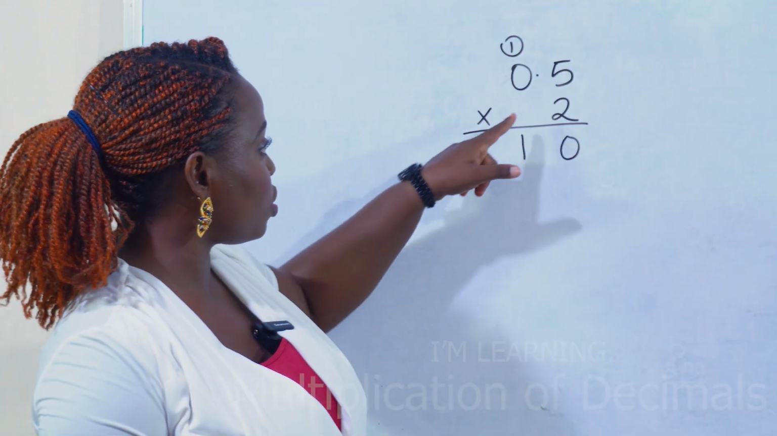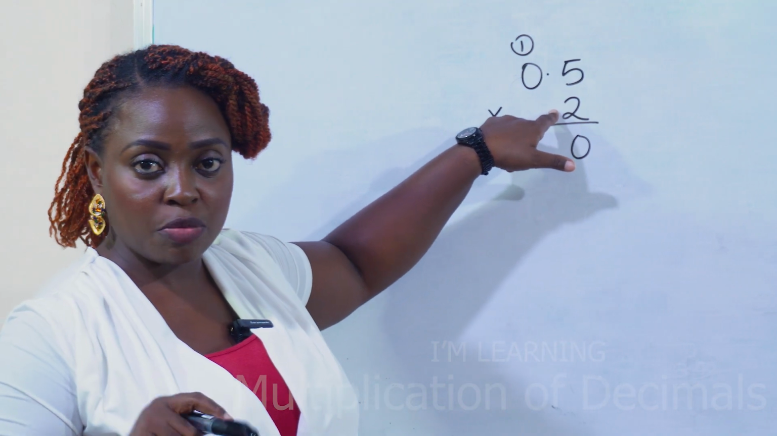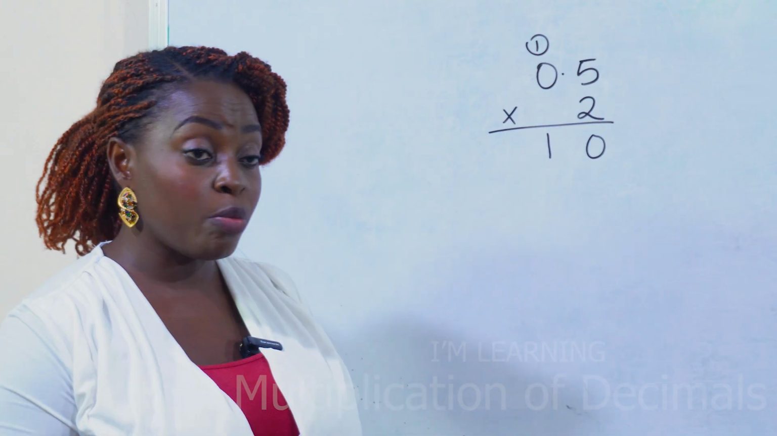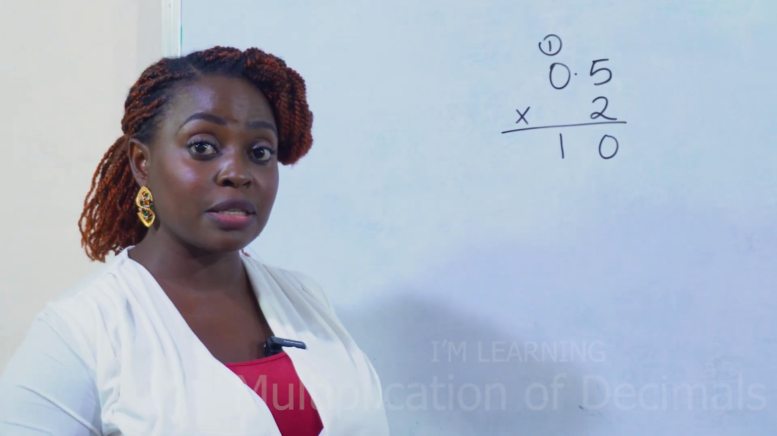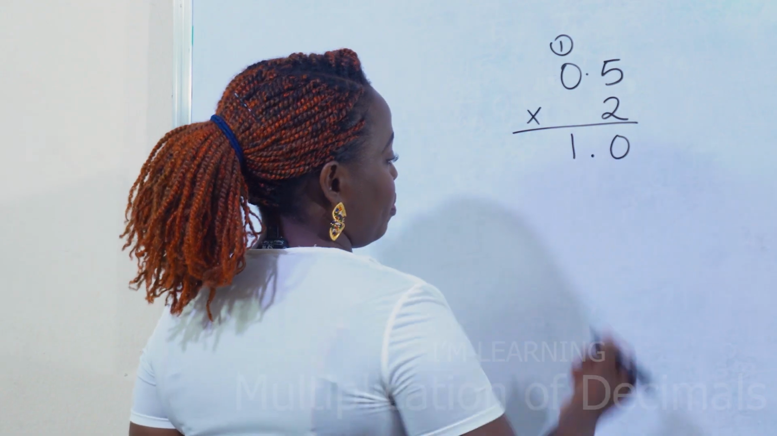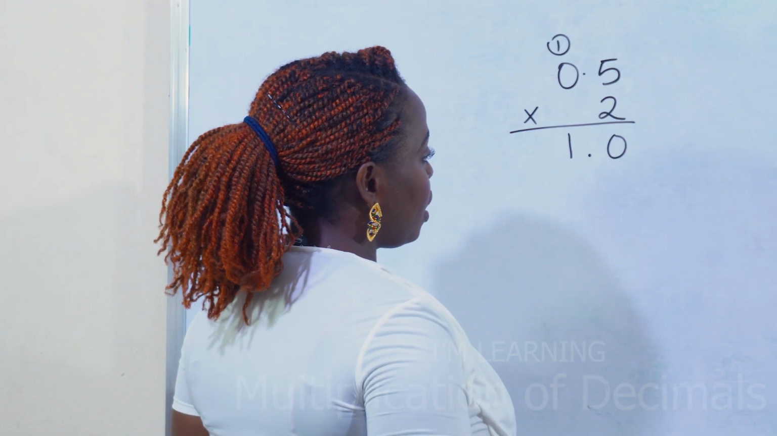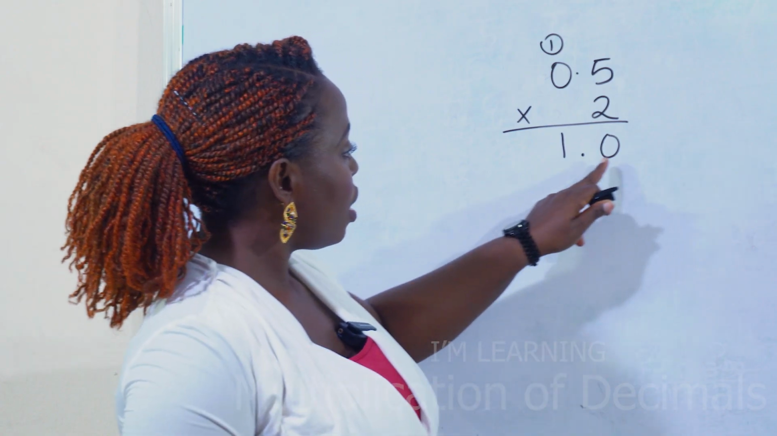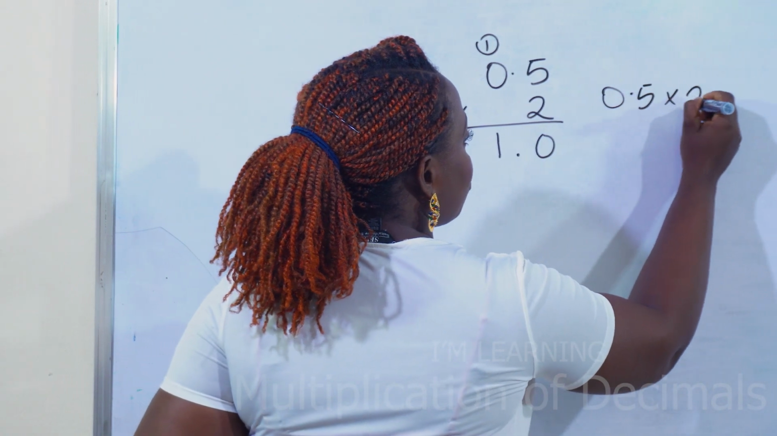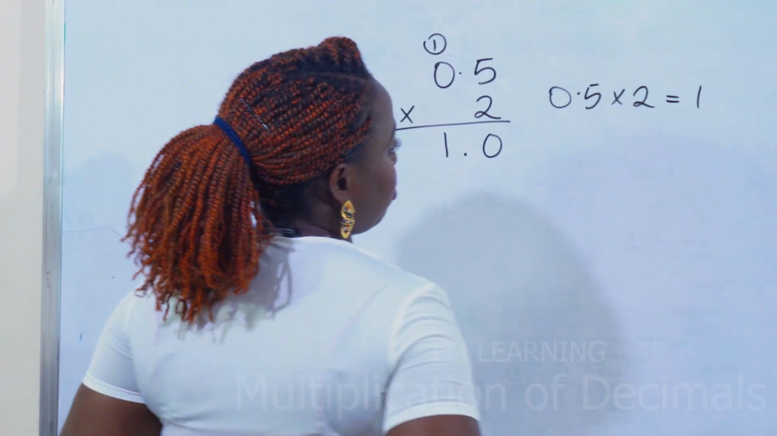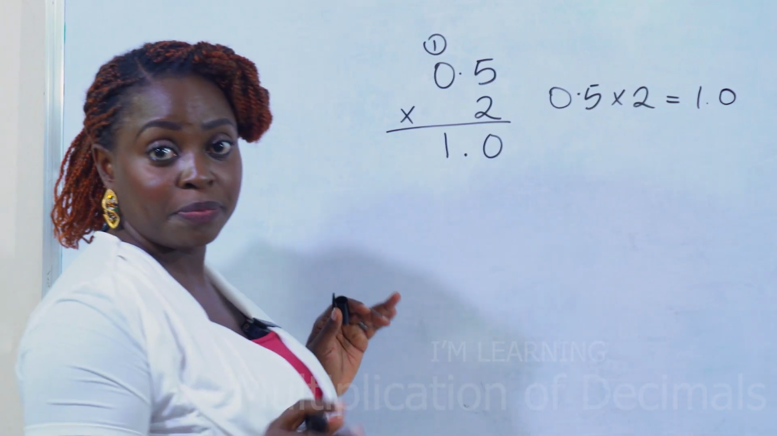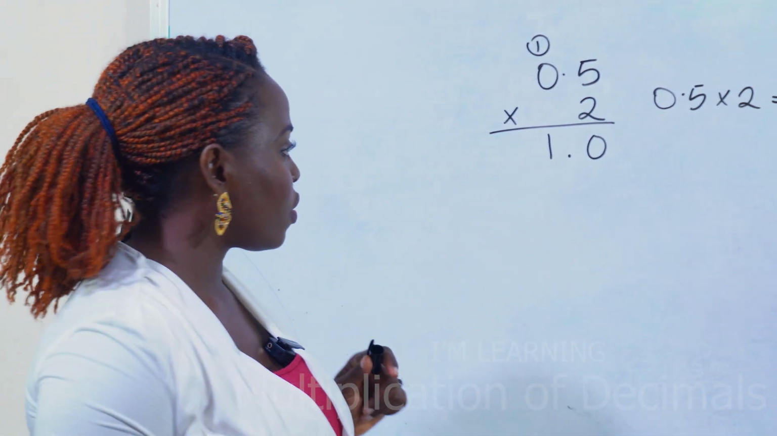Now let's look at this question. 2 doesn't have any decimal places, but this number has 1 decimal place. And so we must indicate that decimal place in our answer, counting from the right. 1. Now, our answer to 0.5 times 2 is 1 or 1.0. Same thing. Now let's look at another question.